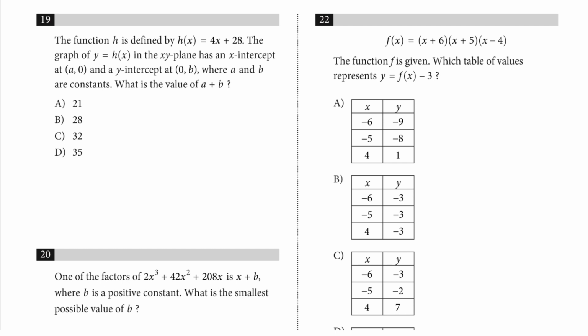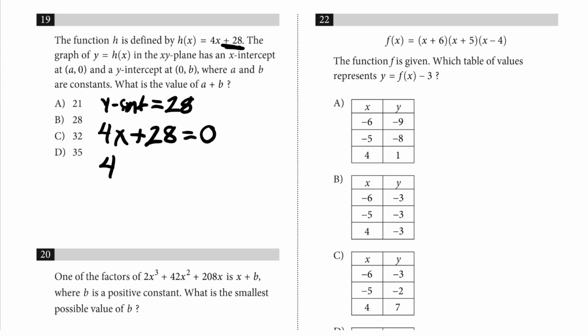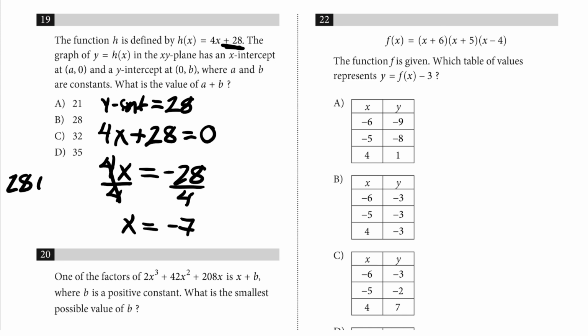The y-intercept is easy. It's given to us in the equation because it's in y equals mx plus b format. So the y-intercept is 28. And then to find the x-intercept, we're going to set the equation equal to 0. To get x by itself, first we're going to subtract 28 on both sides. 4x equals negative 28. And then we're going to divide by 4 to get x equals negative 7. So we have 28 and negative 7. If we add them together, 28 plus negative 7, that's going to give us 21.